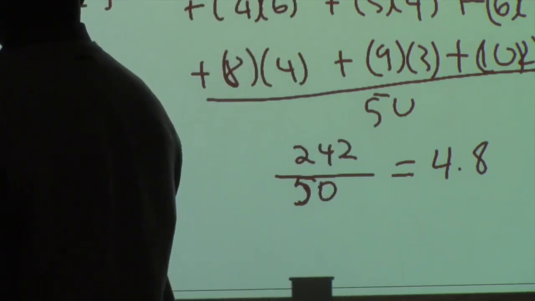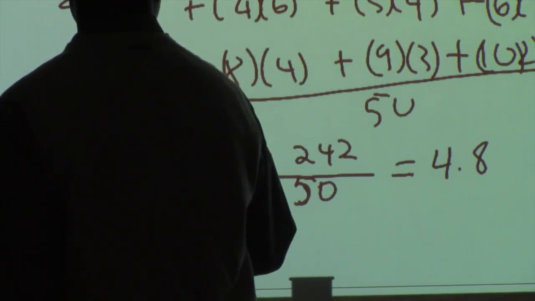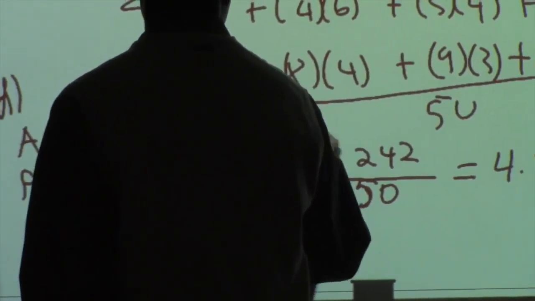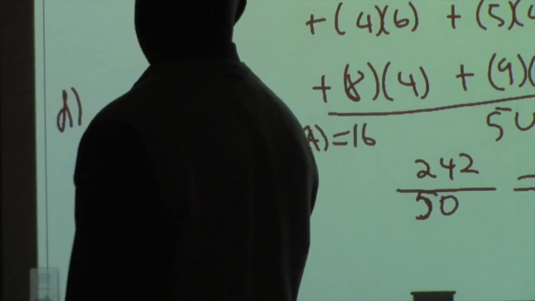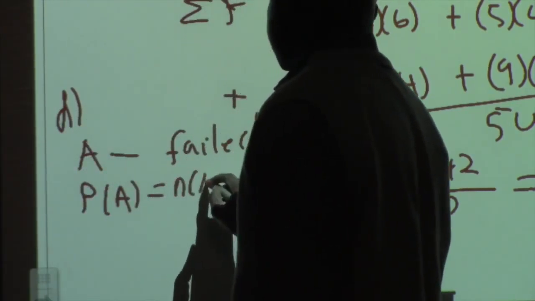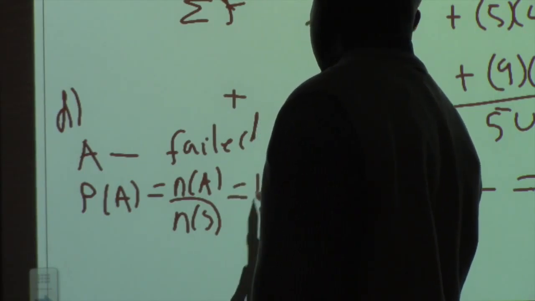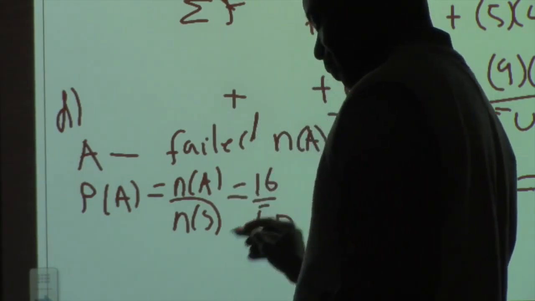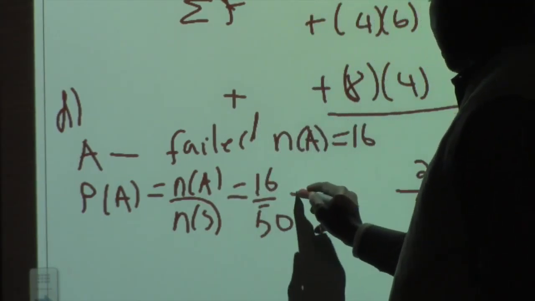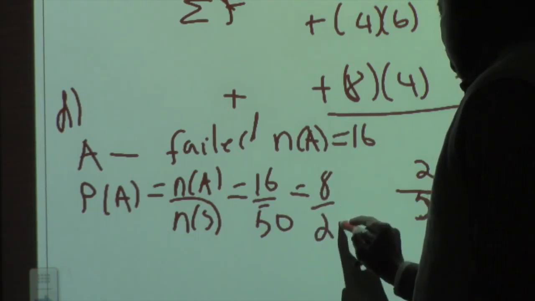So the probability of the number in A, 16. So the probability of A should be the number of A over the number of S, which is 16 over 50. And when we simplify, we're going to get 8 over 25. And the last part of this problem is what?